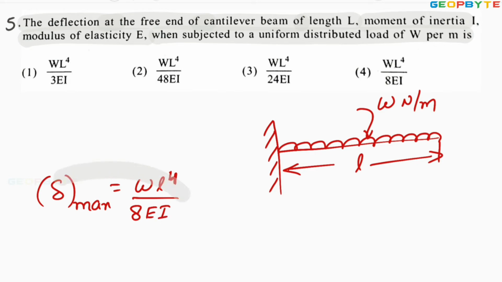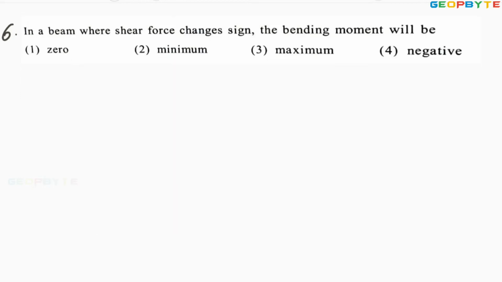You try to remember this formula. When cantilever beam is subjected to uniformly distributed load throughout its length, maximum deflection is occurring at the free end with a magnitude WL power 4 by 8EI, where E be the Young's modulus, I be the moment of inertia, L be the length of the beam. Look at the fourth option. Fourth option is absolutely correct. I hope you got my point. Let us take one more problem. Look at the sixth problem.